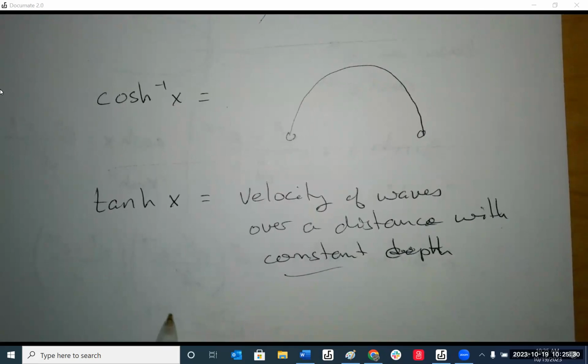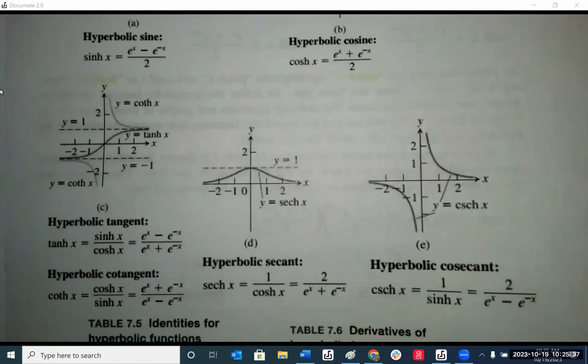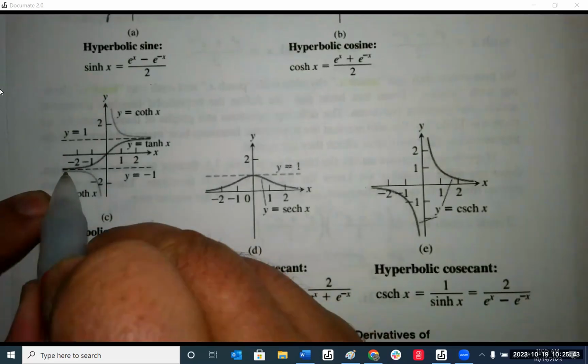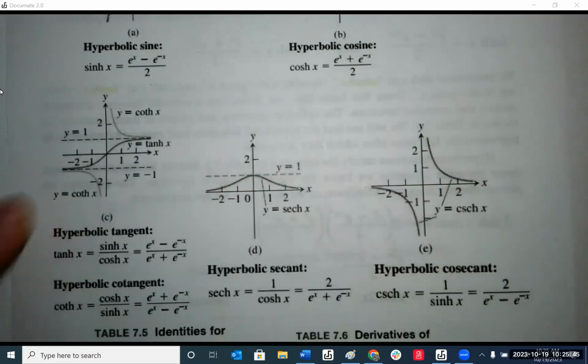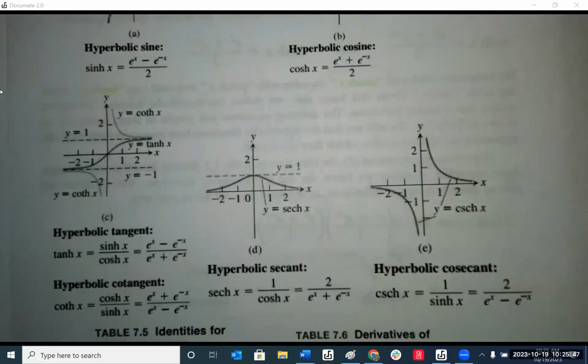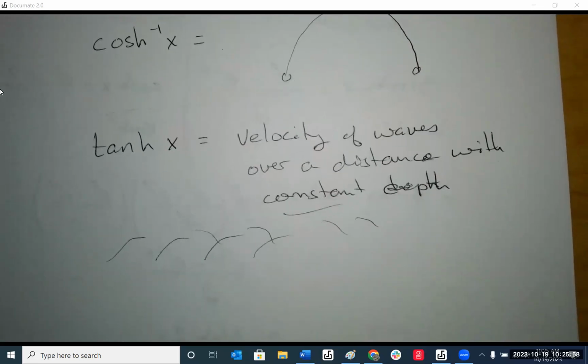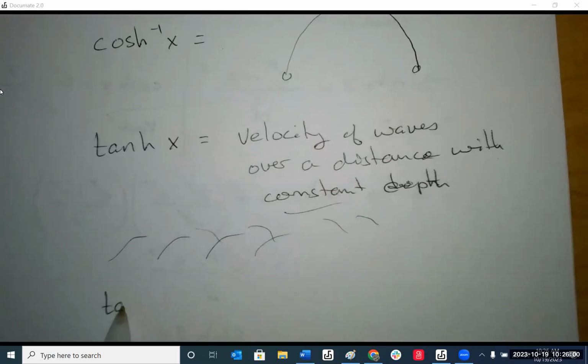So the waves themselves, if you look at waves, they are repeating themselves always. And if we look at the hyperbolic tangent, there, this is the wave function. This is the negative of it, but you would look at waves like this, as long as they have the same depth.